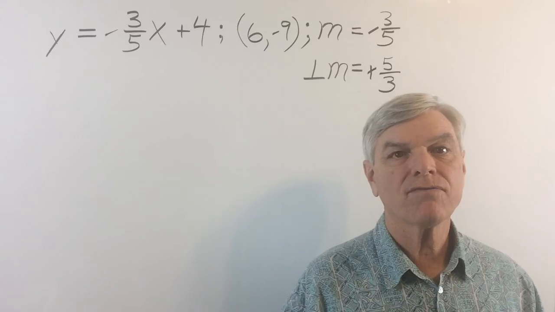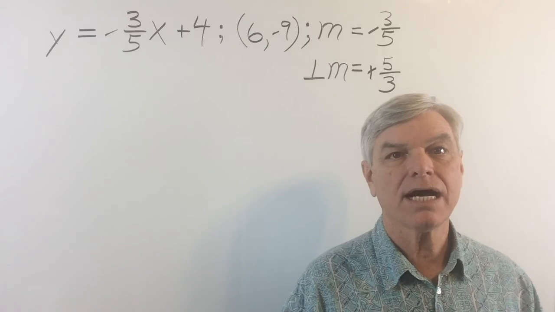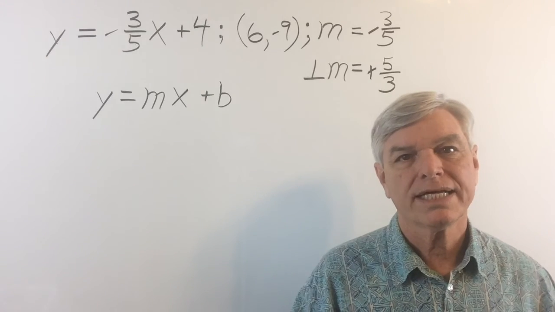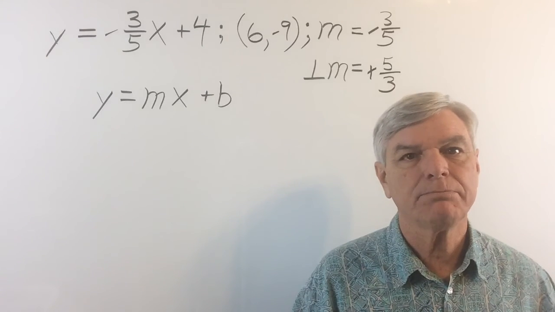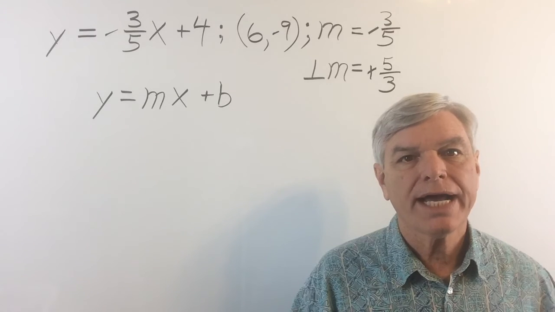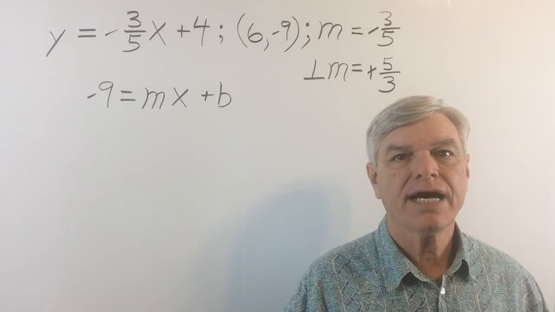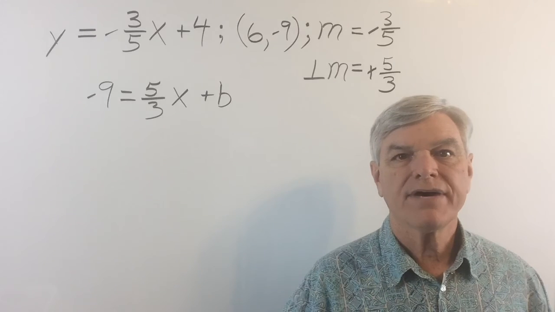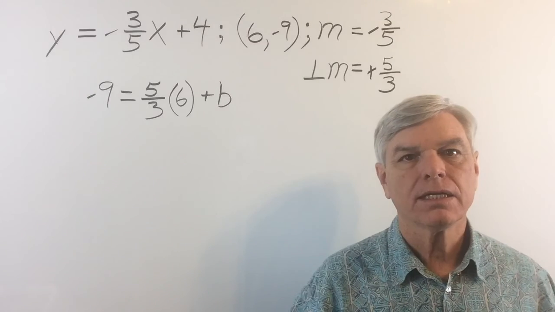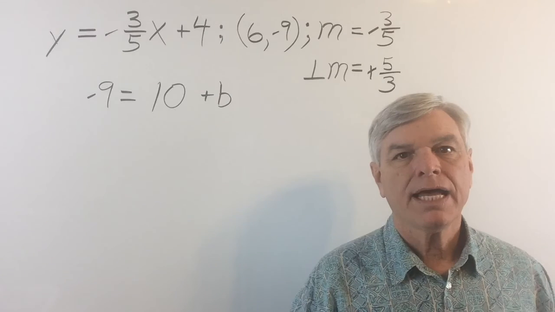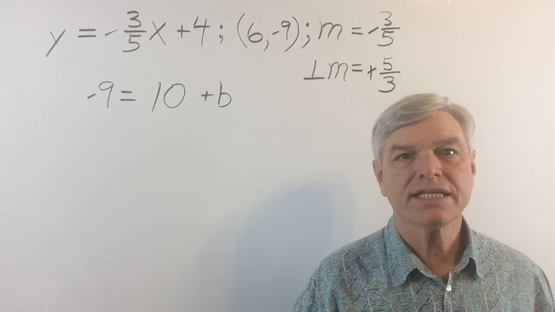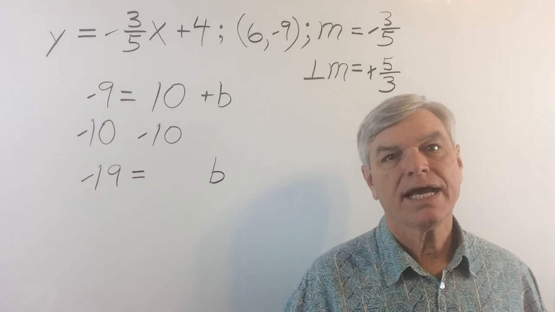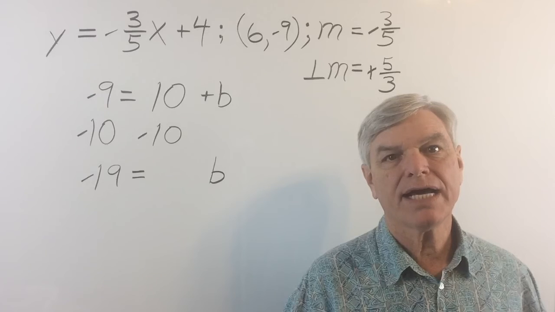Now, why don't we solve this the way we did last time with the slope-intercept method? That's right, y equals mx plus b. The value for y is negative 9. The slope that we agreed on is positive 5/3. The value for x is 6. Let's multiply that out. And that gives us 10, but let's isolate b and bring that down. And the value for b is going to be negative 19.